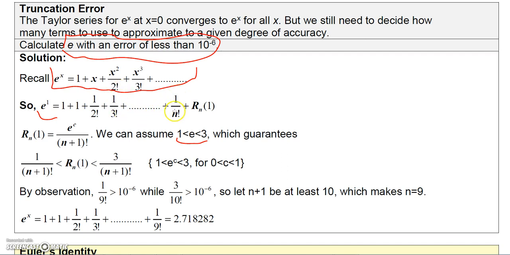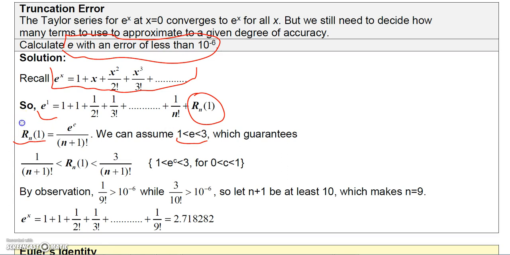And then you would have 1 over n factorial, and then your remainder term evaluated at 1. Okay, now if you go back and study the remainder term I gave you earlier, you'll see that the remainder term evaluated at 1 would basically be e to the power c over (n plus 1) factorial. And then we can actually assume that e falls between 1 and 3, because we know approximately what e is, so we can say it falls between 1 and 3.